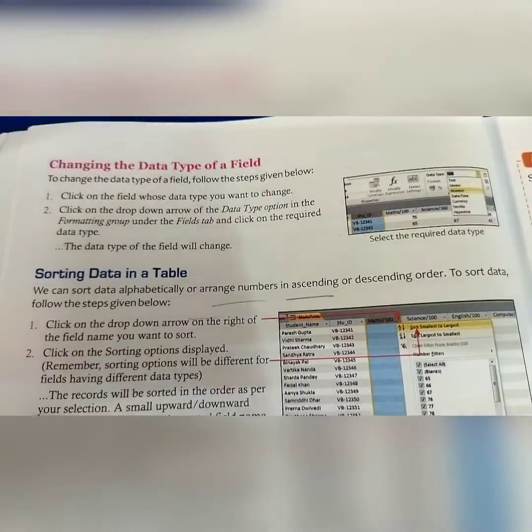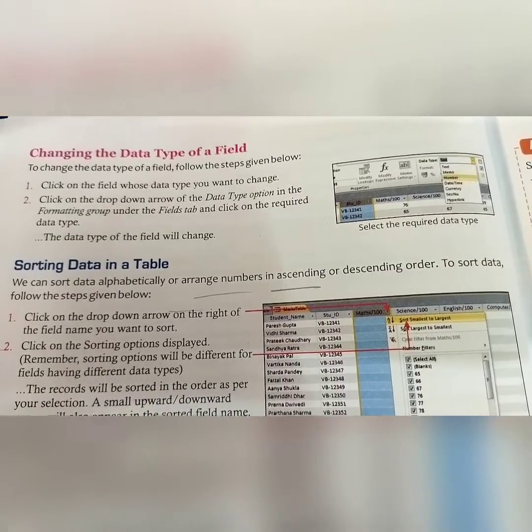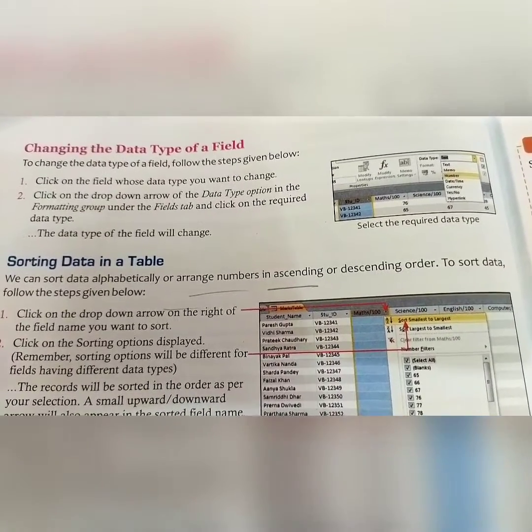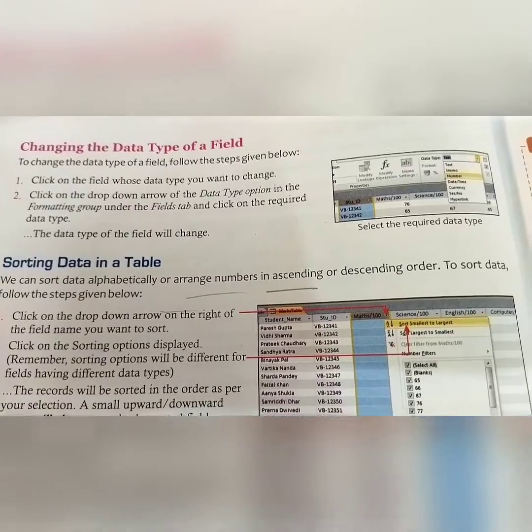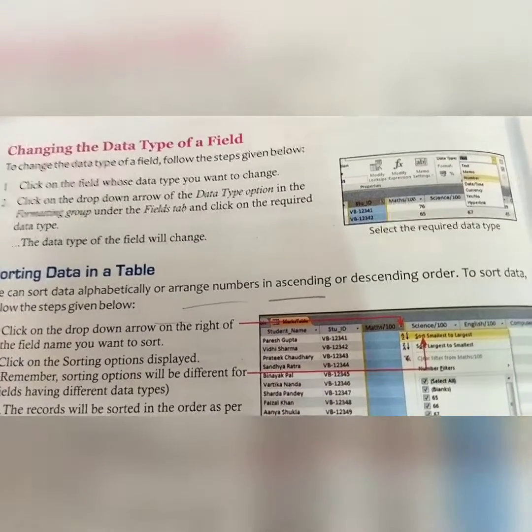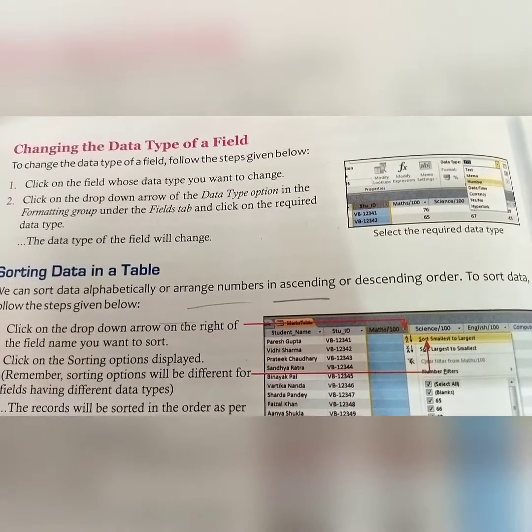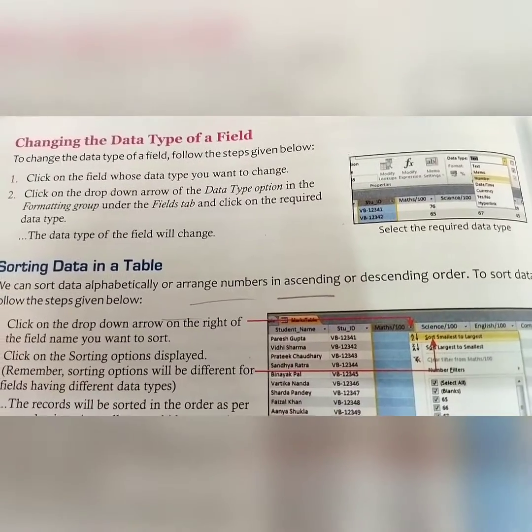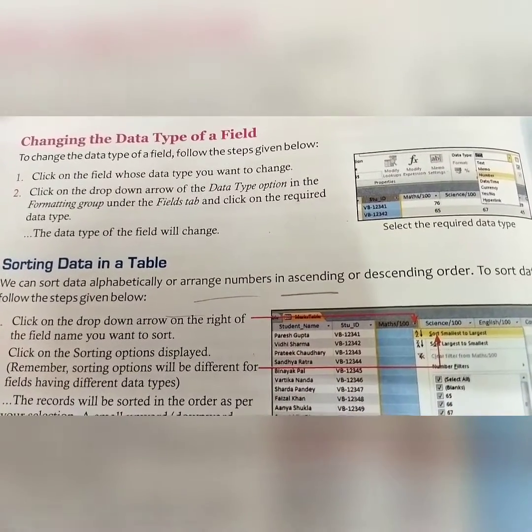Next topic is changing the data type of a field. So click the field whose data type you want to change. Then click on the drop down arrow and the data type options appear. Then finally the data type of the field will be changed.